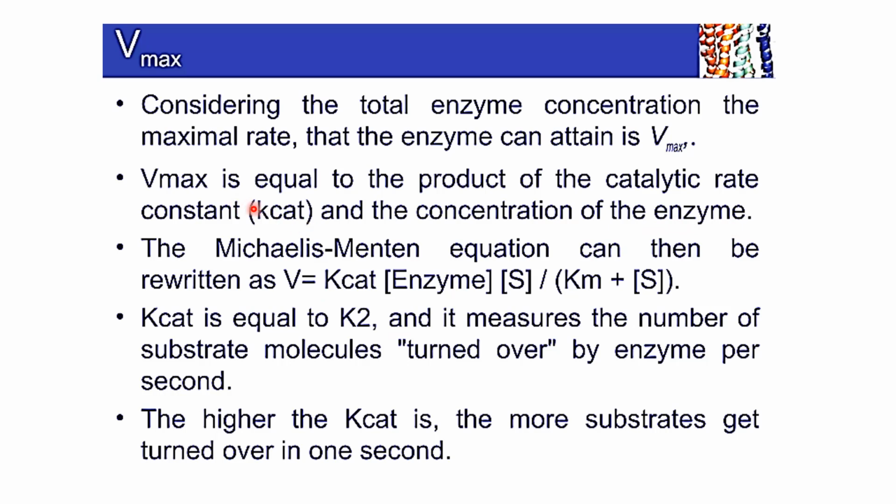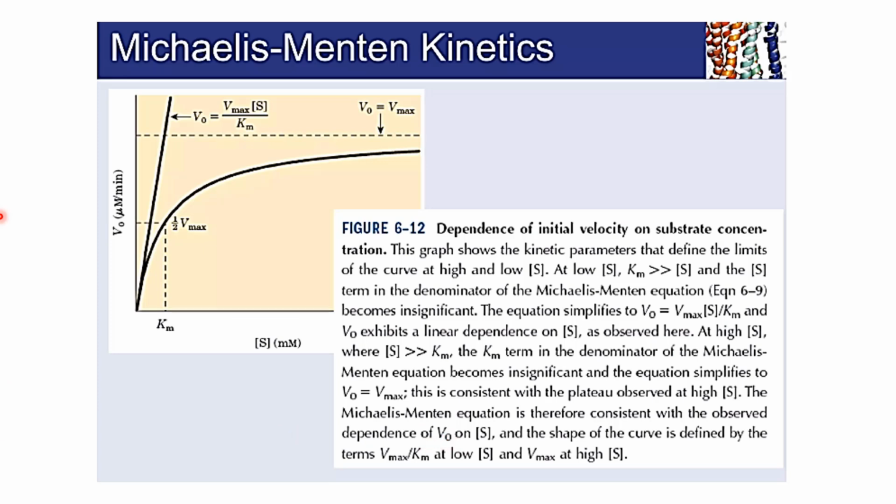So Vmax is equal to kcat times the concentration of the enzyme. So the Michaelis-Menten equation can also be written as V0 equals kcat times enzyme times S by Km plus S. Basically we are replacing Vmax with kcat times enzyme. So the higher the kcat value, the more substrates get turned over in 1 second. This graph shows the Michaelis-Menten kinetics, the kinetic parameters that define the limits of the curve at the high and the low substrate concentration.